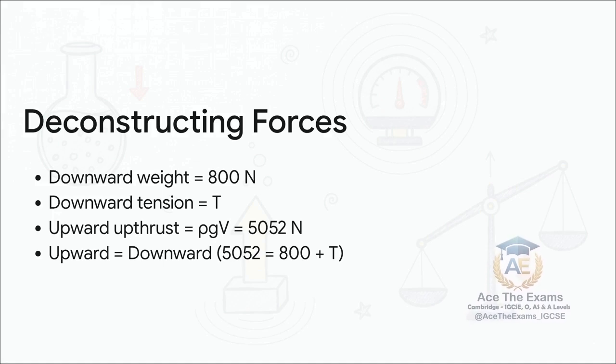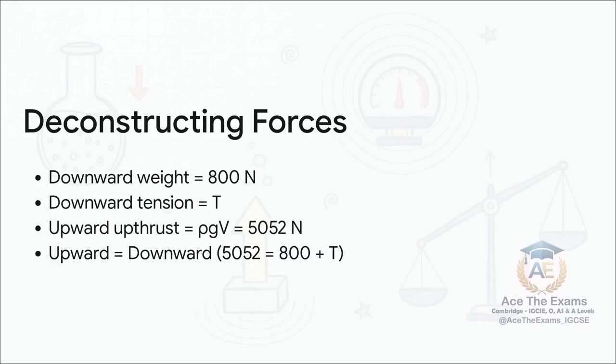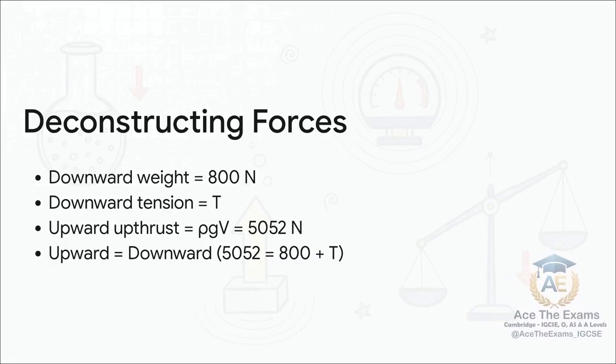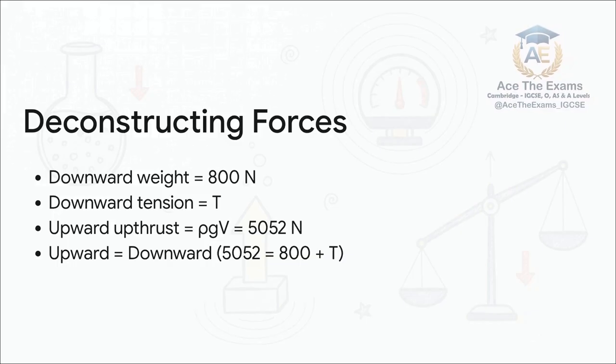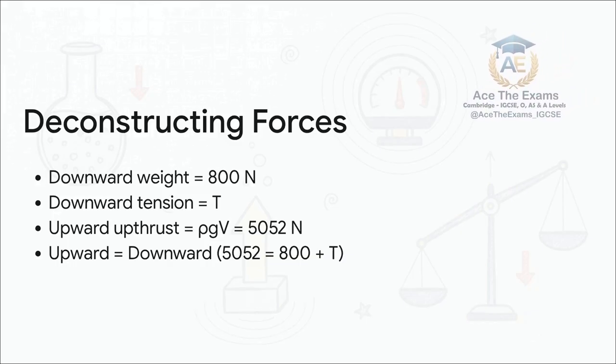Finally, apply the rule, upward equals downward. So 5052 newtons up equals 800 newtons down plus our unknown tension T. A little quick subtraction and we see T has to be 4252 newtons, round it to 4.3 kilonewtons, and you're done. By just sticking strictly to the toolkit, a scary deep-sea physics problem becomes a total piece of cake.